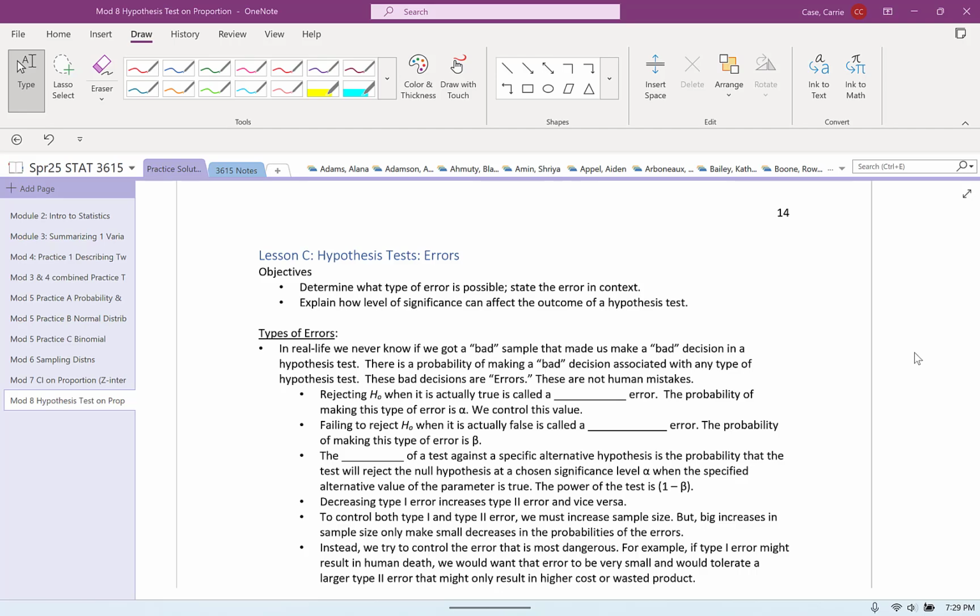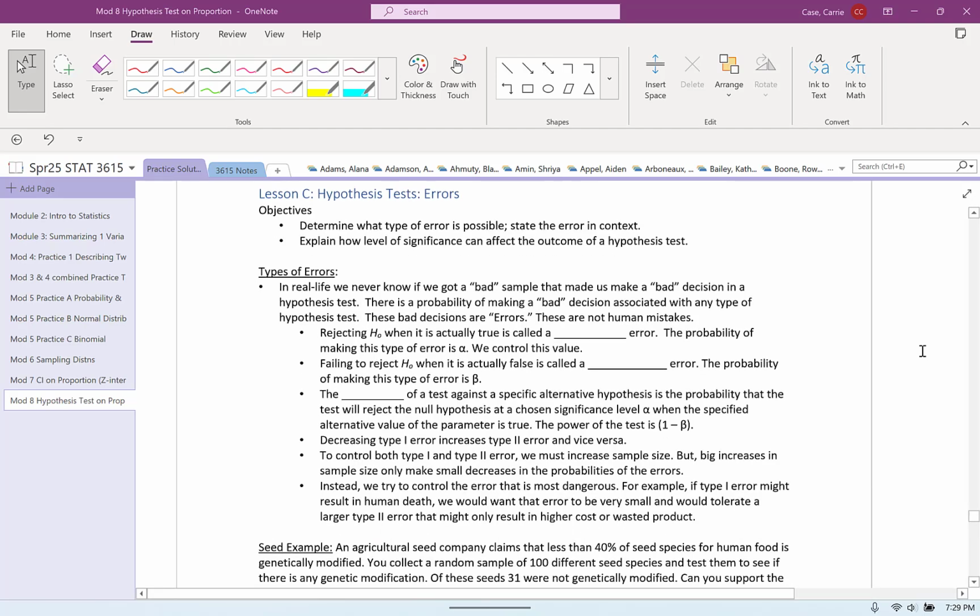Okay, folks, so we are in our last section of Module 8, and we're going to talk about types of errors. Remember that when we developed the confidence interval, it was based on doing many samples and calculating many confidence intervals. But in the end, we only take one sample and calculate one confidence interval, so we are either right or we are wrong. The same thing happens with hypothesis testing.